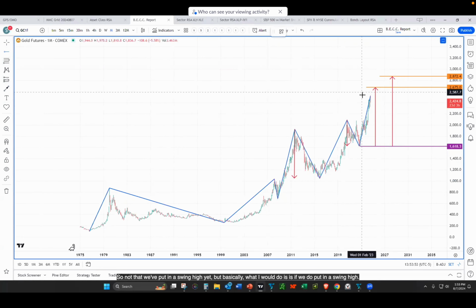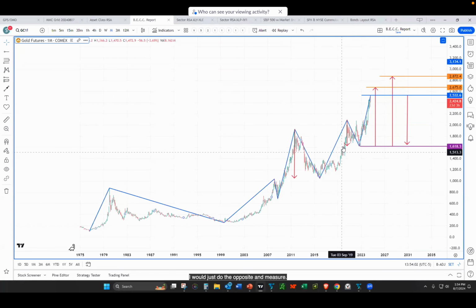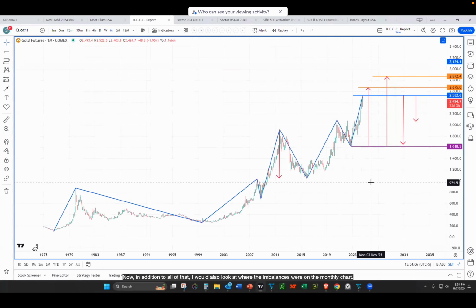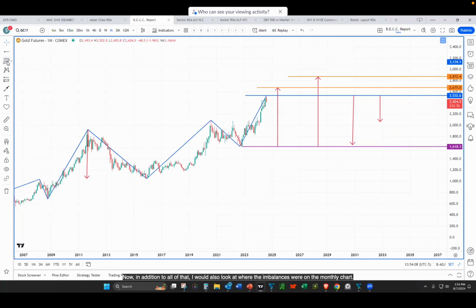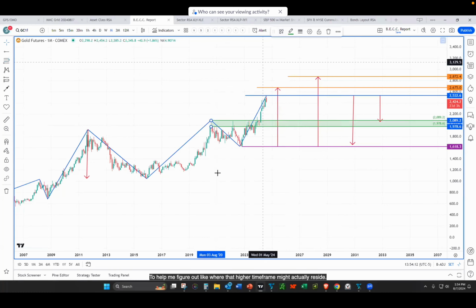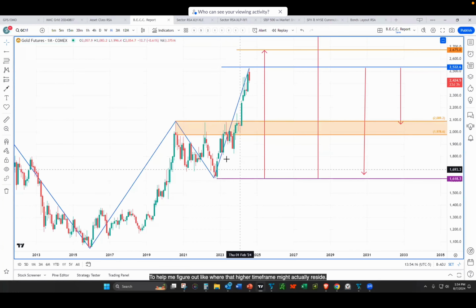So not that we've put in a swing high yet, but basically what I would do is if we do put in a swing high, I would just do the opposite and measure how far those corrections might potentially go. Now, in addition to all of that, I would also look at where the imbalances were on the monthly chart to help me figure out where that higher time frame demand might actually reside.